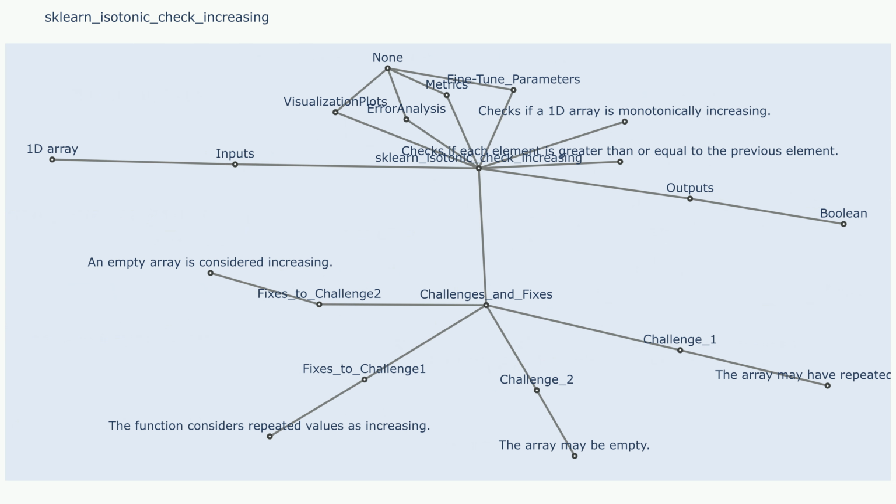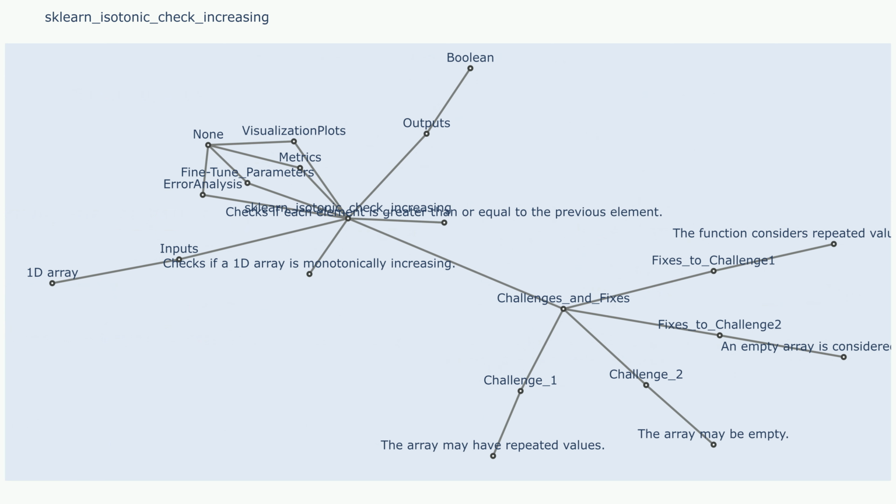Outputs. Output 1: is_increasing. Explain in detail. A Boolean value indicating whether the input sequence is monotonically increasing or decreasing, depending on the increasing argument. If the sequence is increasing or decreasing as specified, it returns true; otherwise, it returns false.